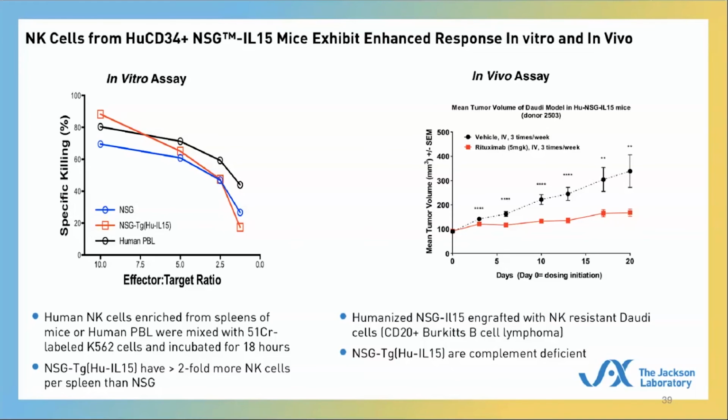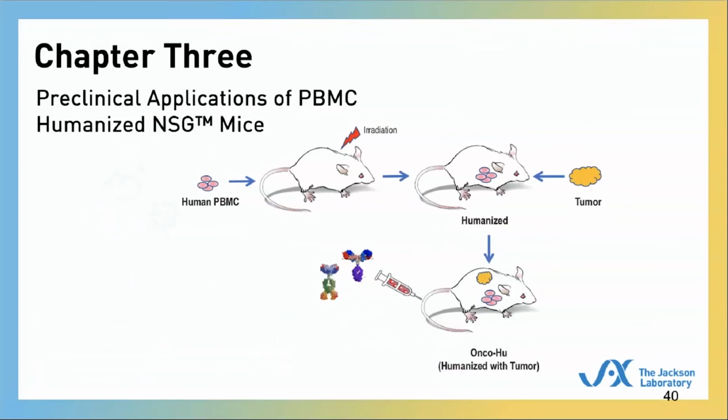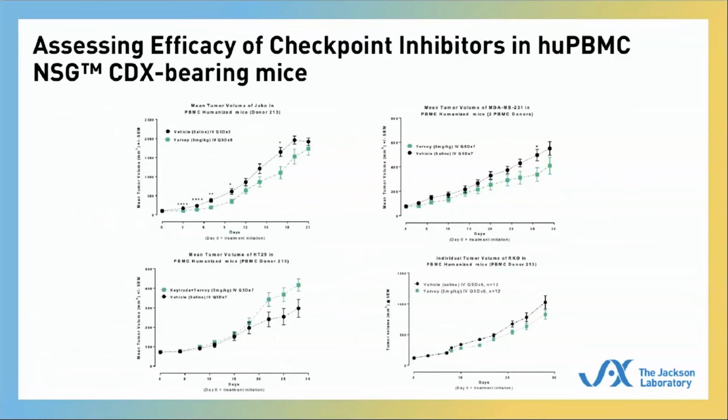So really going to show the NK cells in these mice, they do function in vitro and in vivo, which ties in with data we found in terms of their phenotype. Now, the last few slides are around the PBMC humanized mice. Really, we've also done a lot of data to characterize those mice.